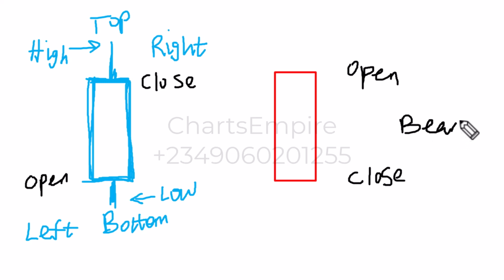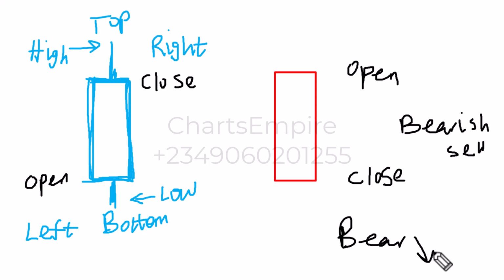A bearish candlestick, you can see that bearish means to sell. Whenever you see bearish, it means to sell. And you've heard about these animals called bears. Whenever a bear wants to attack its prey, it clamps down or swipes down on its prey. A bear is a carnivorous animal.